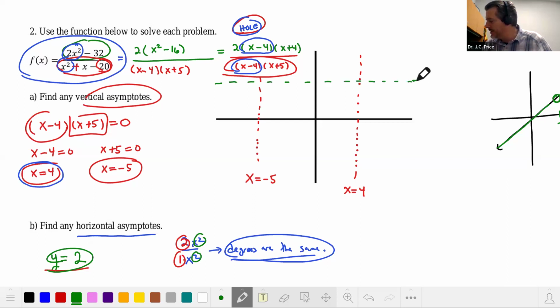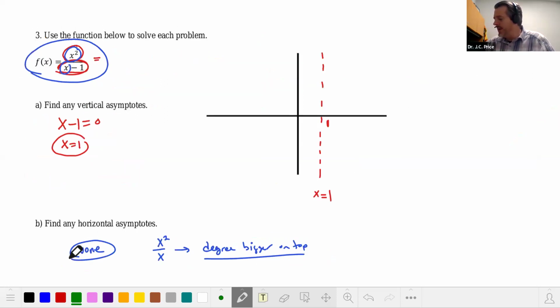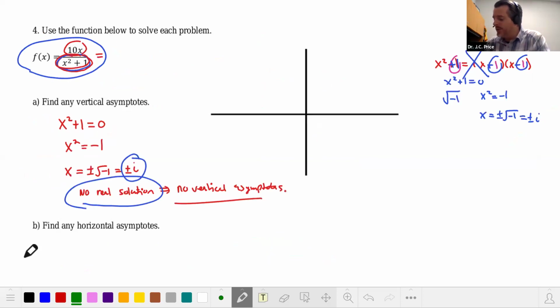Need lots of room to draw, basically. So y equals 2. And then over here, you have none. So there's nothing to draw. And then finally, this last one, notice what's going to happen here. Well, here's your leading term on top, leading term on the bottom. So it's like a 10x over x squared. And so you see the degree is bigger on the bottom.